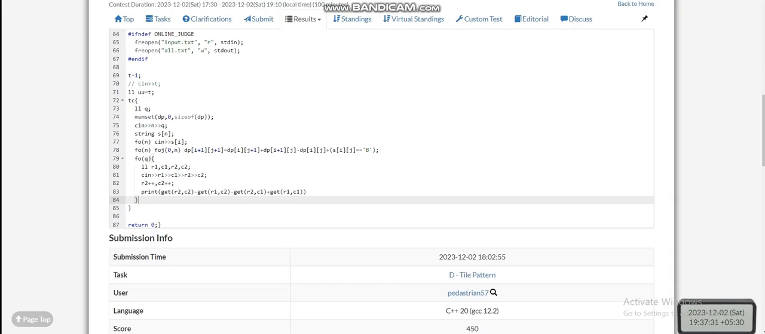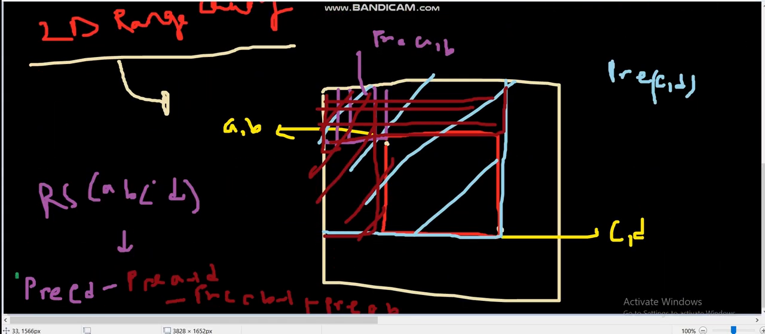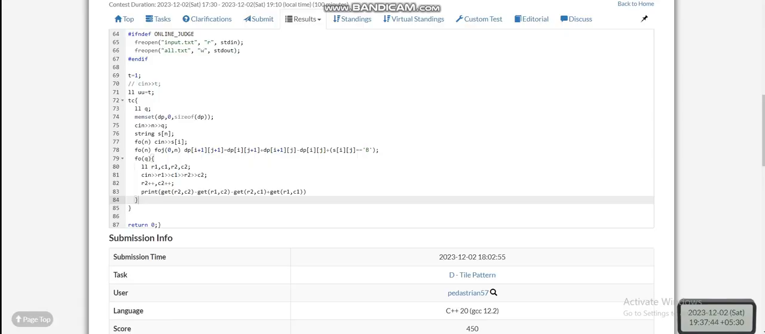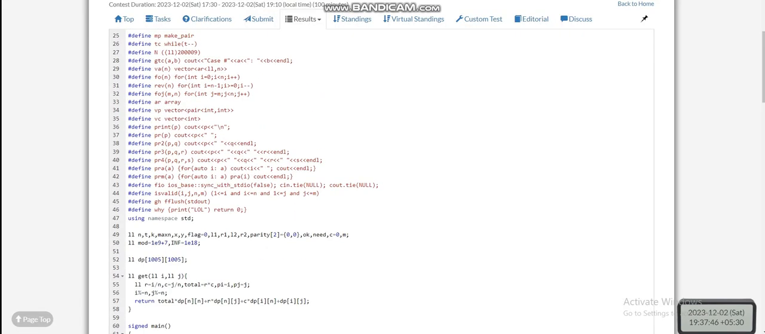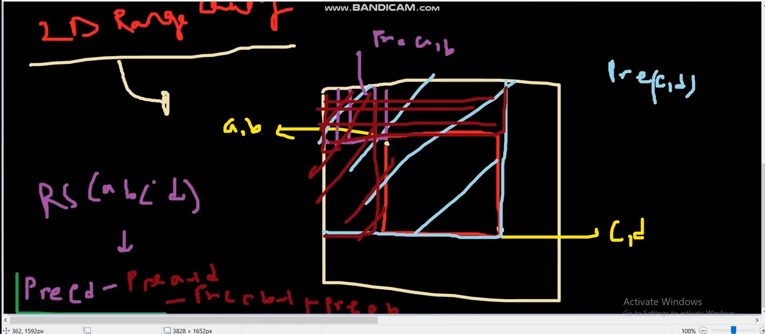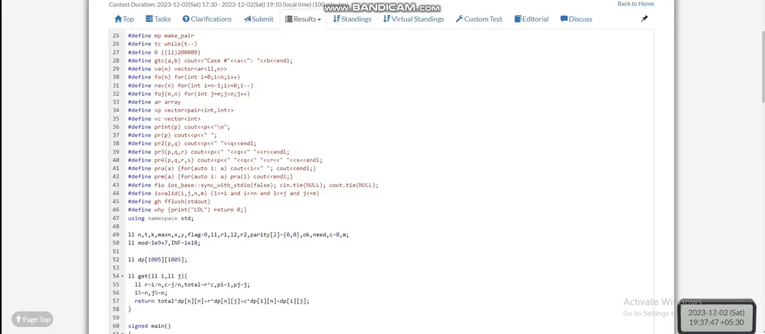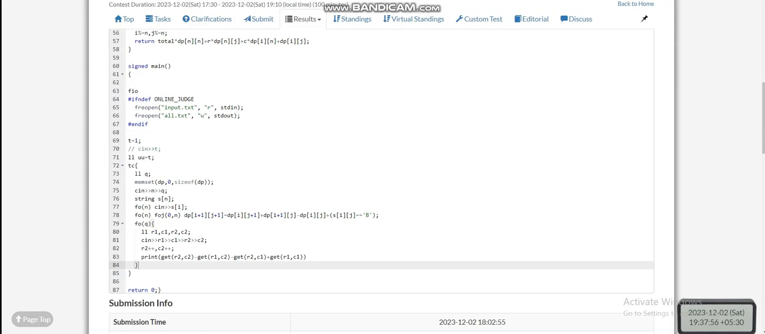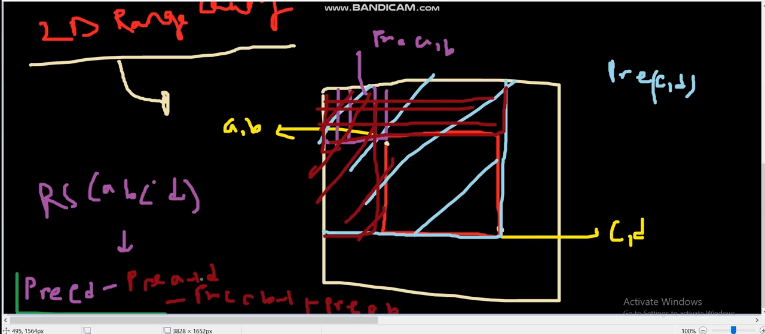So here I am calculating the prefix sum. dp[i+1][j+1] is nothing but prefix[i][j], and here I am calculating the portion I have explained here. So we are doing get of r2 c2. Get of r2 c2 is nothing but this part. Sorry, r2 c2 is prefix of cd, and r1 c2, r2 c1, and r1 c1 are all according to this formula: prefix of cd minus prefix of a minus 1 d minus prefix of cb minus 1 plus prefix of ab.